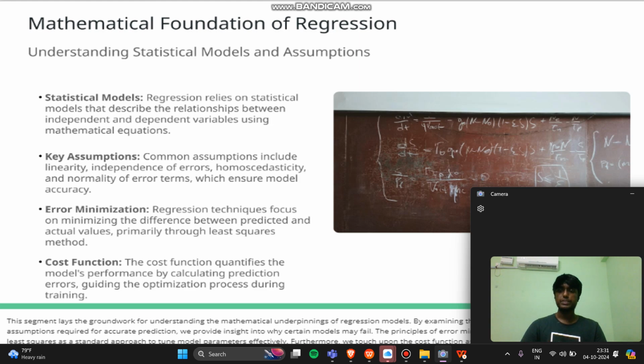Error minimization: regression techniques focus on minimizing the distance between the predicted and actual values, primarily through the least squares method. So, in this error minimization, the regression techniques focus on minimizing the differences. Cost function: the cost function quantifies the model's performance by calculating the prediction error. So, this will optimize our cost.